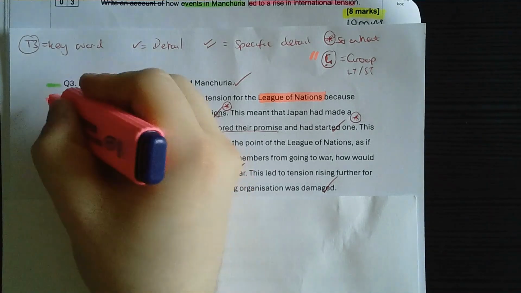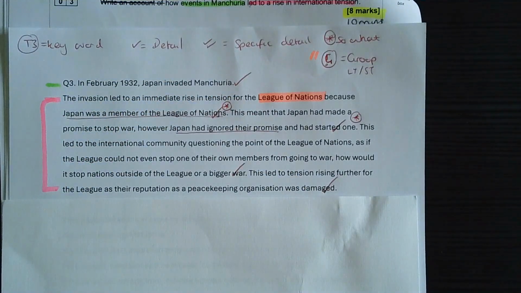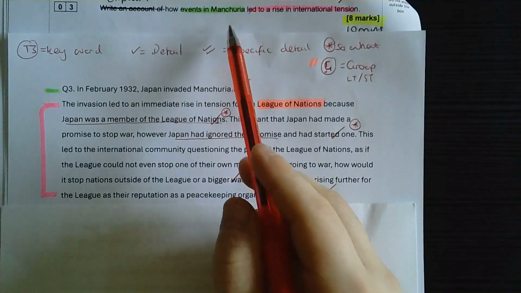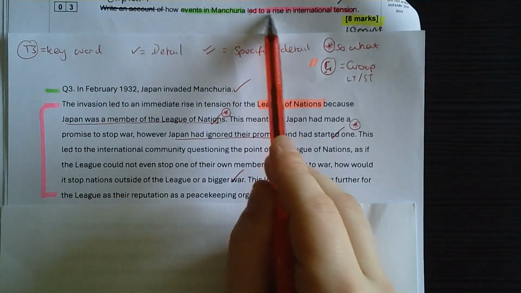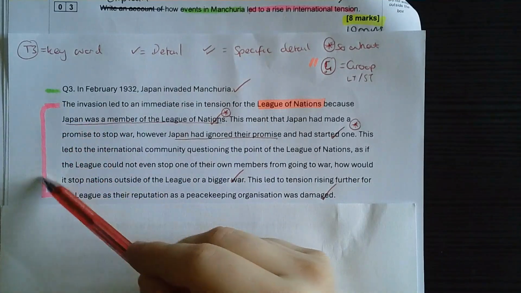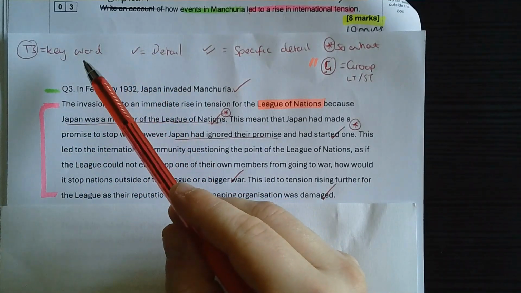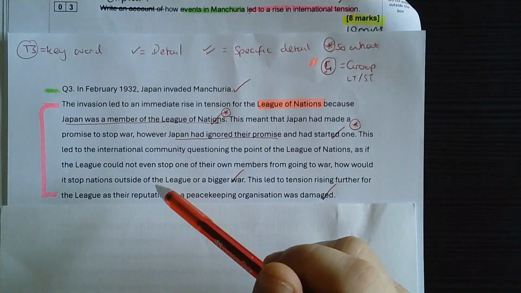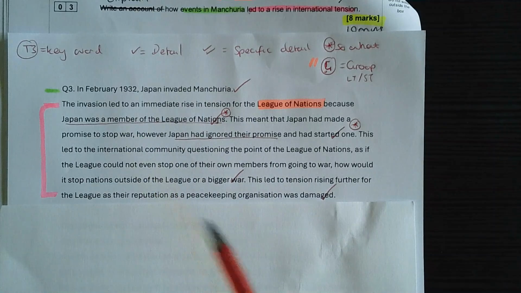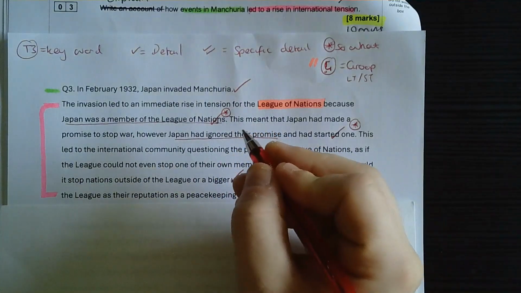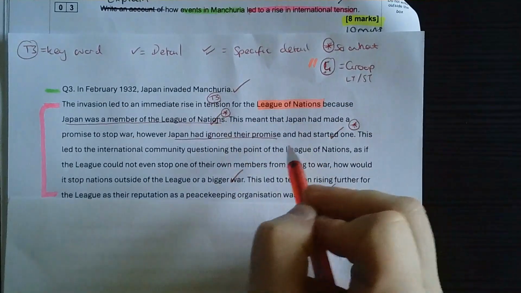And if we just go back to our success criteria, does it talk about events in Manchuria? Yes, it does. Does it talk about leading to a rise in international tension? Yes, it does. Does it use any tier 3 keywords? I'm not picking any out right there, but what I would say it does is it keeps linking to the question. So, tension led to a rise in tension.